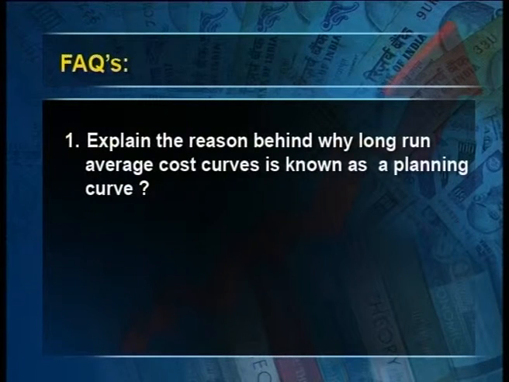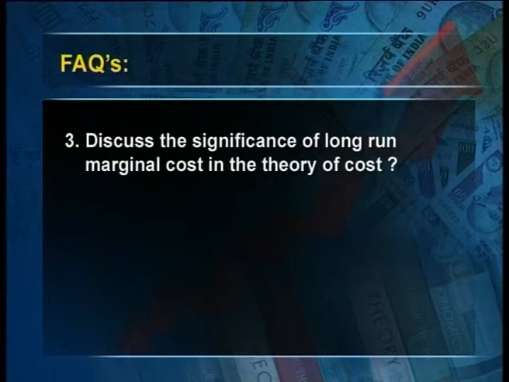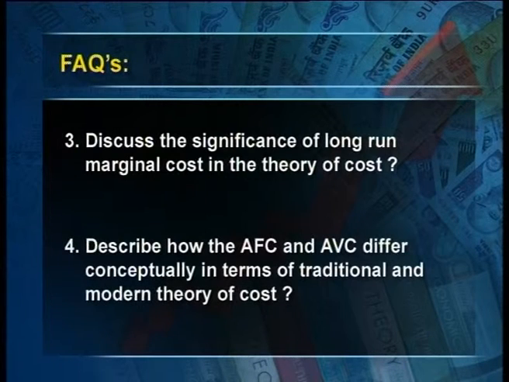Answer the following questions. Explain the reason behind why the long-run average cost curve is known as a planning curve. What do you infer if the long-run average cost curve is a horizontal line instead of a flatter U-shaped curve? Discuss the significance of long-run marginal cost in the theory of cost. Describe how AFC and AVC differ conceptually in terms of traditional and modern theory of cost.